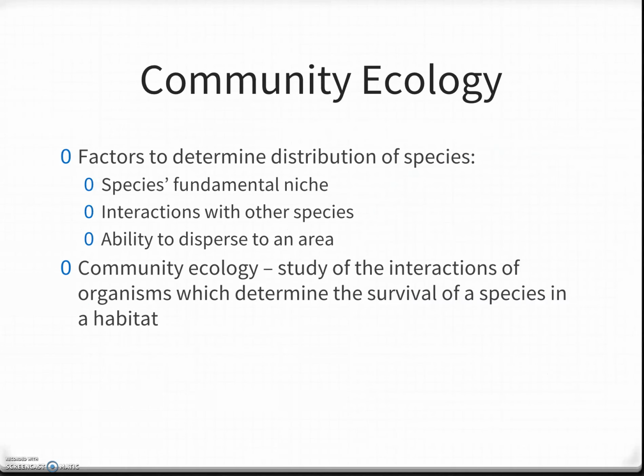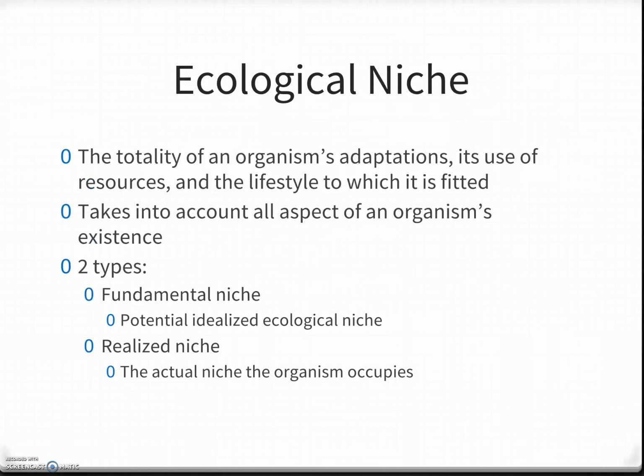So looking at community ecology, there's factors that determine distribution of species. Things like the species' fundamental niche, the abilities, the interactions with other species, and the abilities to disperse to an area. Things like community ecology, which is the study of the interactions of an organism, which determine the survival of a species in a habitat. I'm going to break this down into some specifics.